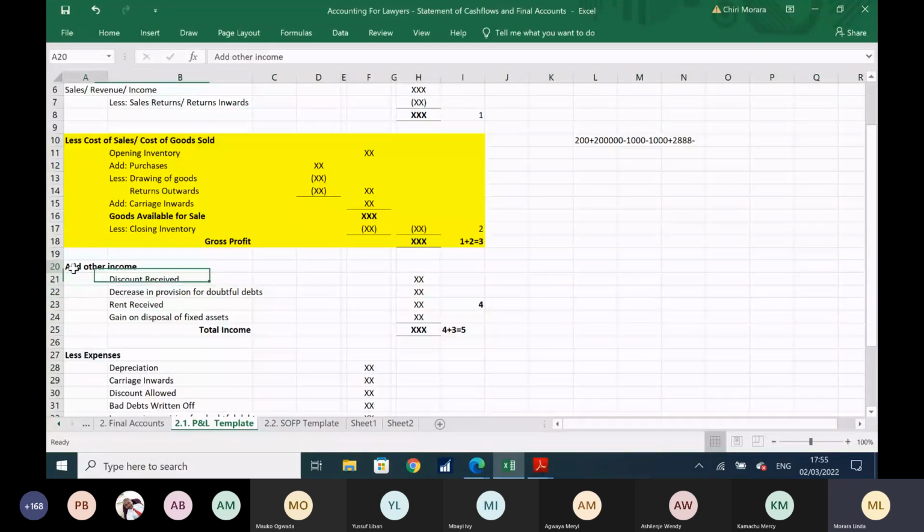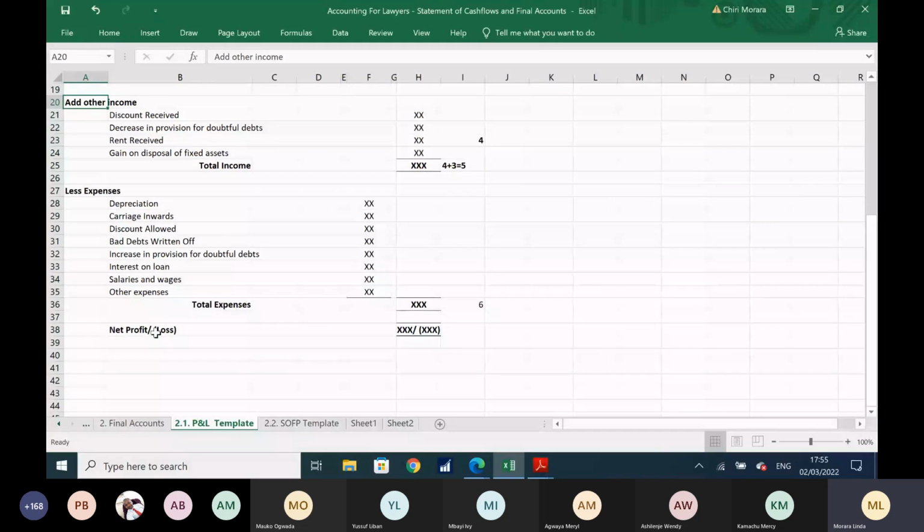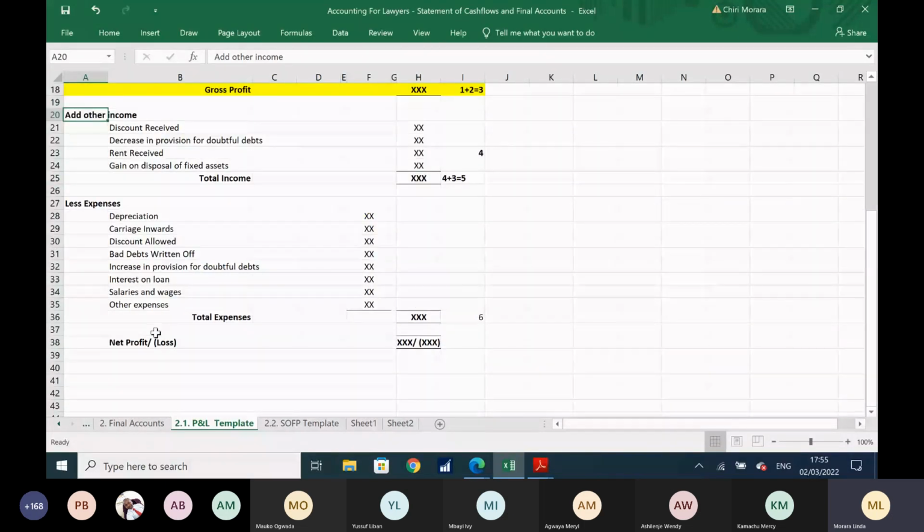And then having explained that, I think the expenses are pretty easy. Any expense that you incur in the running of your business, all other ones that are not the cost of sales, then you deduct them. And then you should be able to get your profit or your loss.